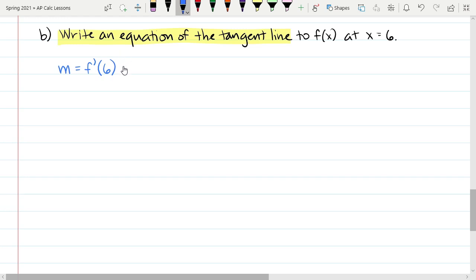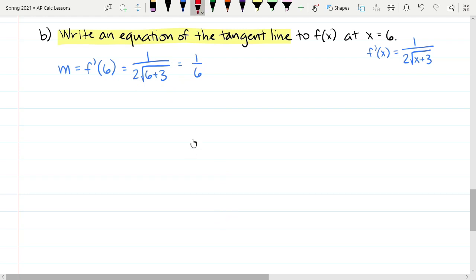Well, we just saw in the previous problem, I'll write it over here on the side for reference. Remember, we just found that f prime of x is 1 over 2 times the square root of x plus 3. So f prime of 6 is going to be 1 over 2 times the square root of 6 plus 3. Well, 6 plus 3 is 9, square root of 9 is 3, 2 times 3 is 6, so I just get 1/6 as my slope.